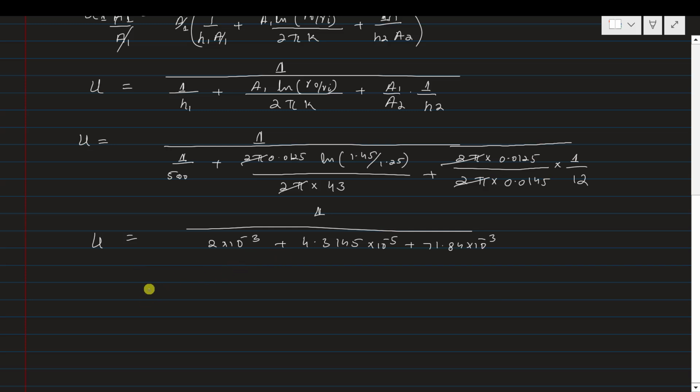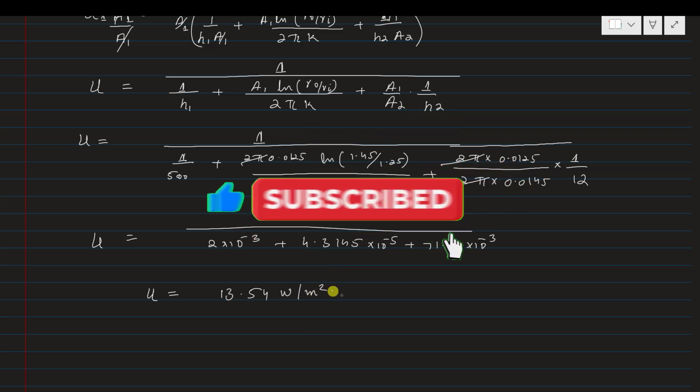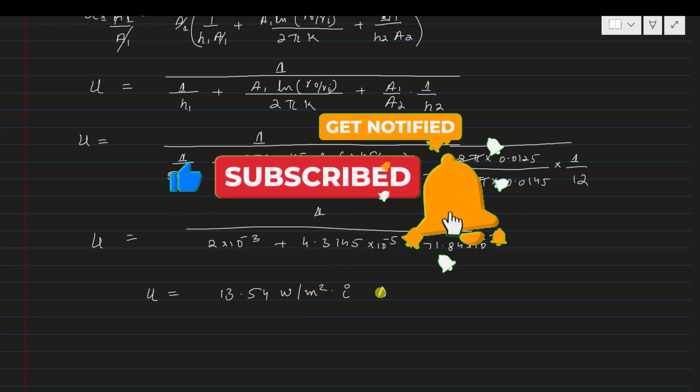So after simplification, you will get the answer for the overall heat transfer coefficient, that is 13.54 watt per meter square centigrade. And that is our final answer.